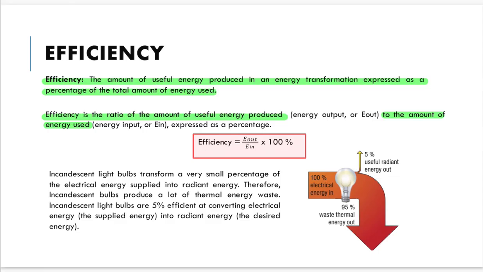Okay, so for example, the incandescent light bulbs transform a very small percentage of the electrical energy supplied into radiant energy, light energy. Therefore, incandescent bulbs produce a lot of thermal energy waste. So it's energy, but it's not in a form that we particularly need. So incandescent light bulbs are 5% efficient at converting electrical energy, the supplied energy, into radiant energy, which is the desired energy. Okay.